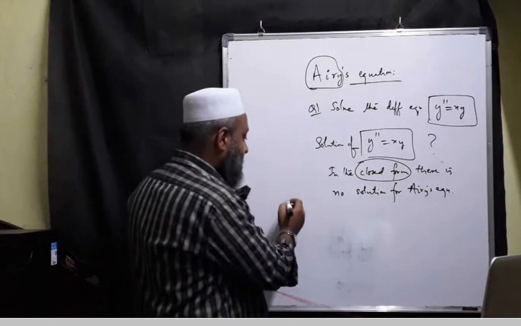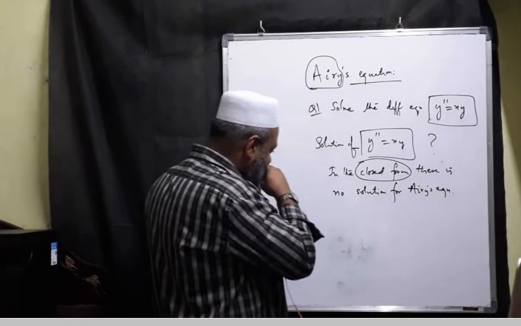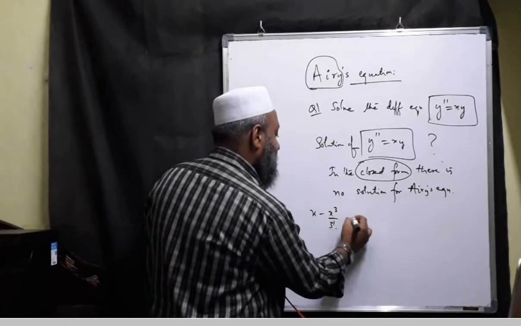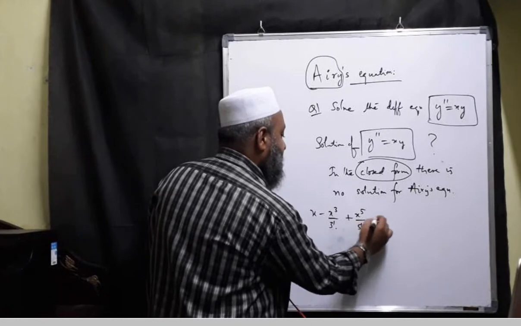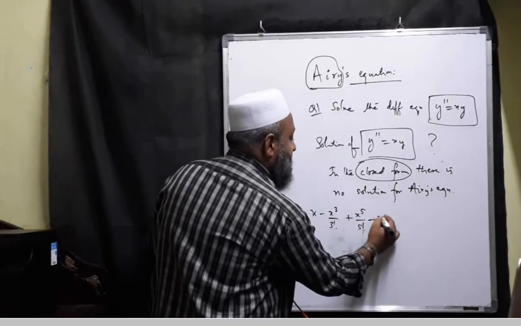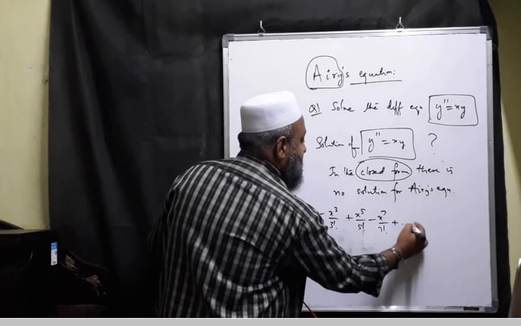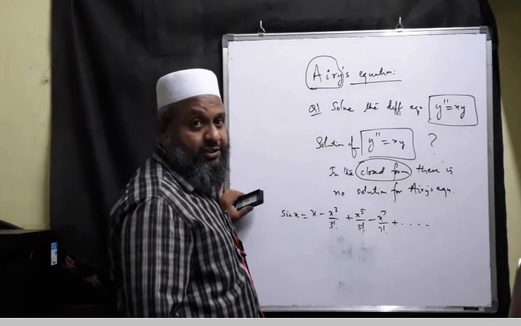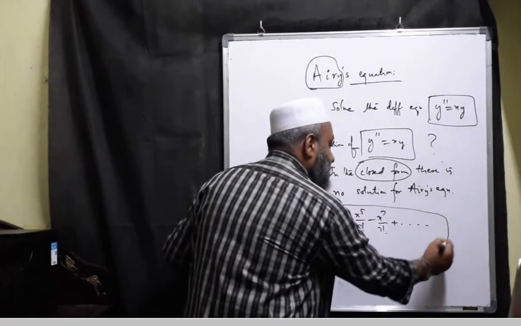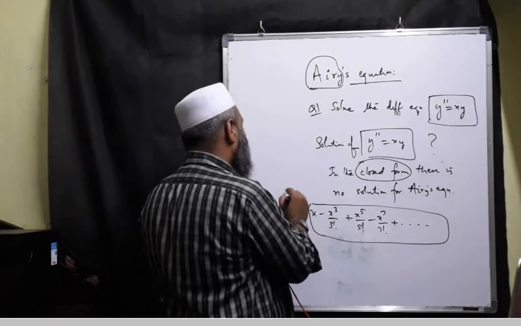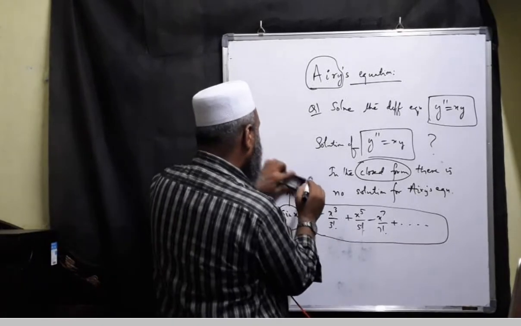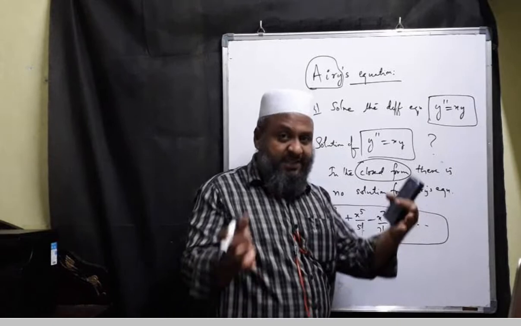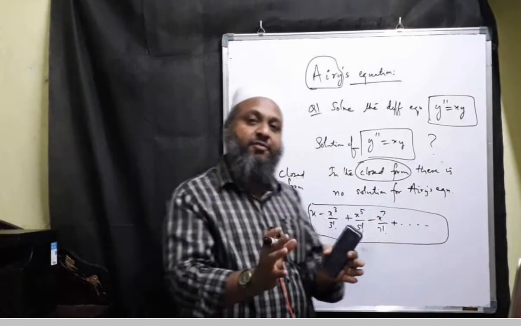Let us recall back one thing. x minus x cube by 3 factorial plus x to the power of 5 by 5 factorial minus x to the power of 7 by 7 factorial plus so on. This infinite series is nothing but the expansion of sin x. You know about it. Now for this complete expression, we call this the closed form. For this infinite series, we have a name for that function, and that name of the function is sin x.